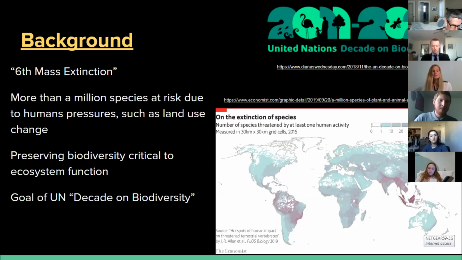The research got started because of an initiative from the United Nations called the Decade on Biodiversity. For the past 10 years, they've been encouraging research in regards to threats on biodiversity and how we can protect it. One of the main goals of this is to halt and stop extinctions.